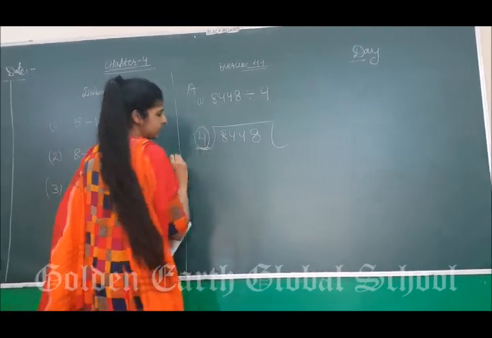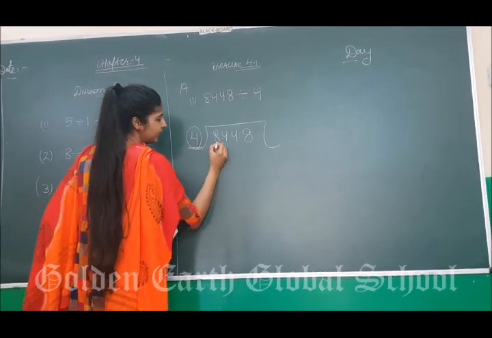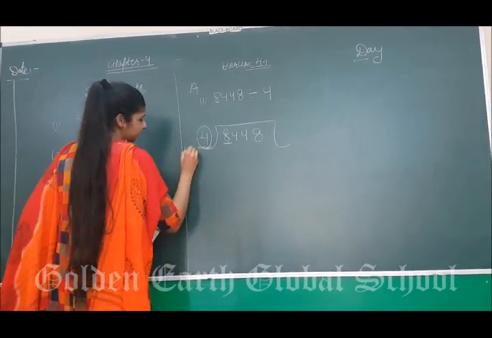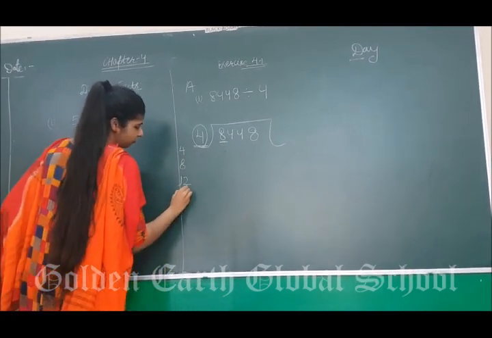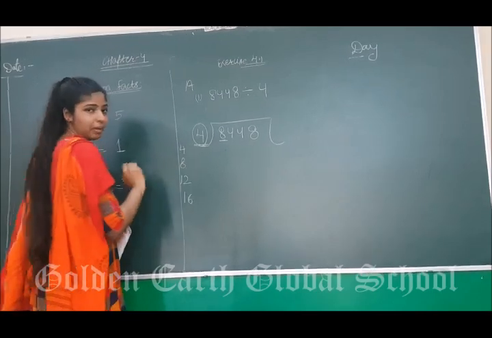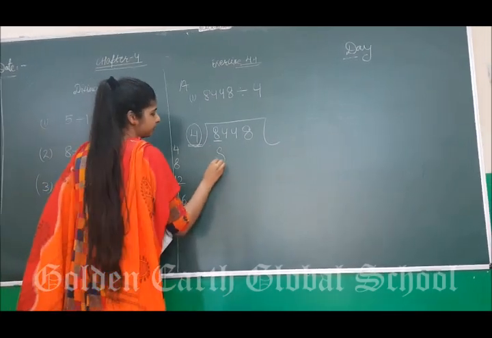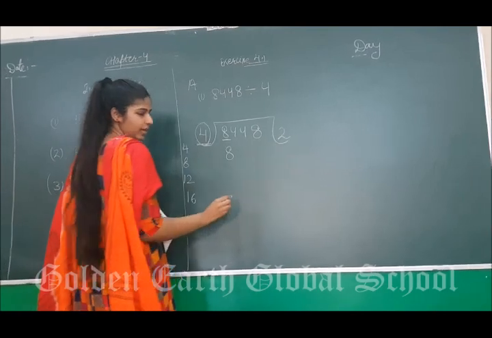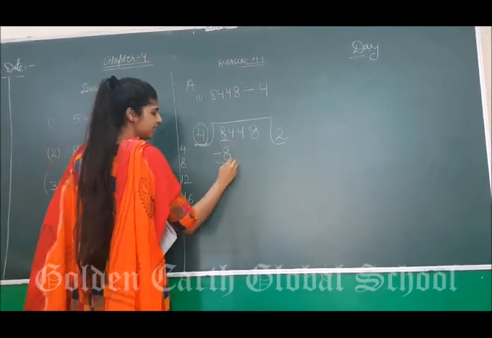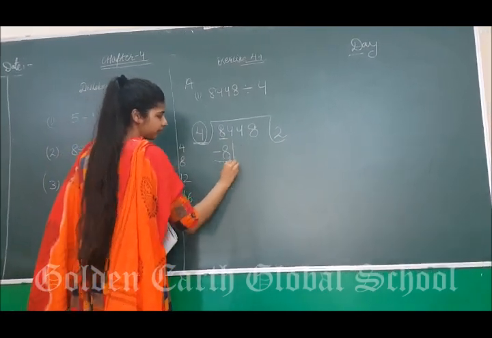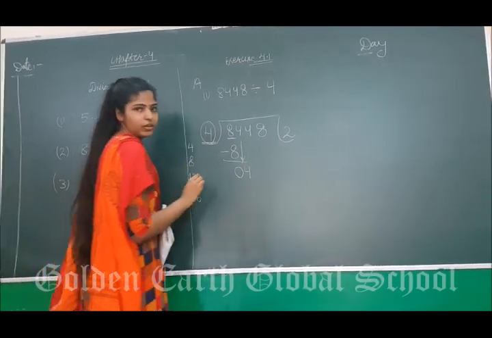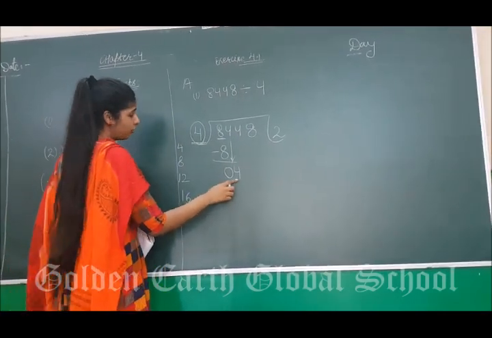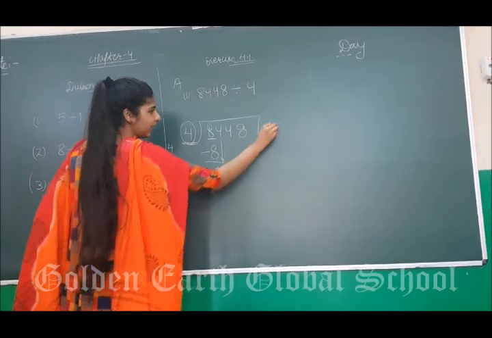So let's start. First of all, we have digit 8. Now check the table of 4. 4 के टेबल पे 8 कहाँ पे आता है? 2 पे. Write down 2 here. 8 minus 8 is 0. Now 4. Now what we have now? 4. 4 के टेबल पे 4 कहाँ पे आता है? 1 पे.